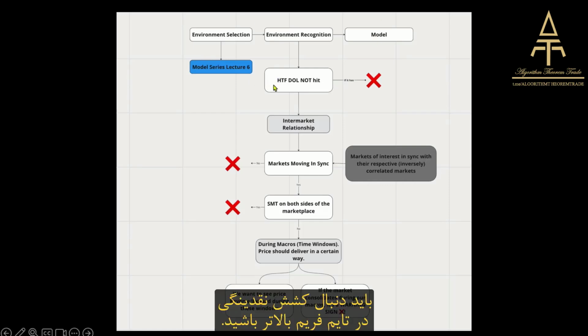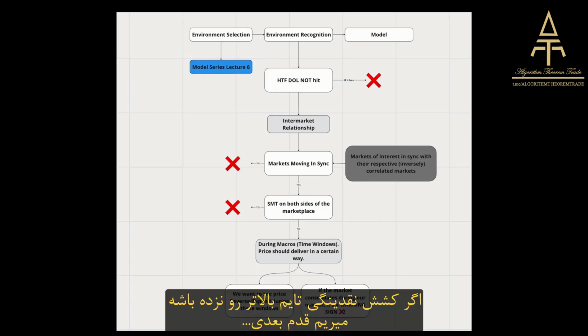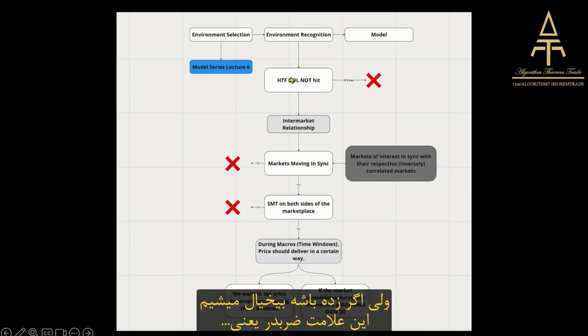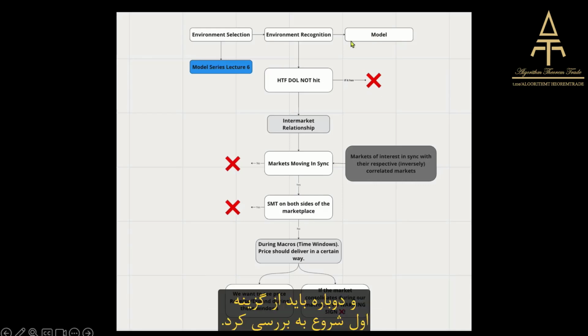First of all, we take a look at higher time frame drawn liquidity. If this higher time frame drawn liquidity has not been hit, we move on. However, if it has been hit, we walk away. X representing a reset of the whole sequence of events, meaning we begin all the way back at environment selection.